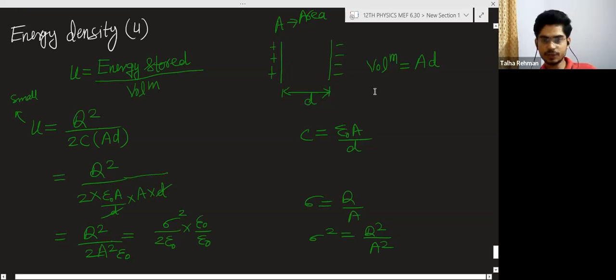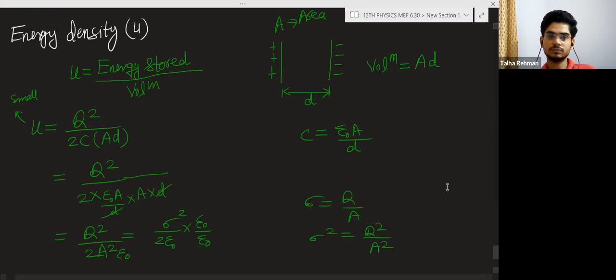I have substituted the value. See here, C is this, and now placed here, and here this cancels out, and this is small u. Small u is energy density.